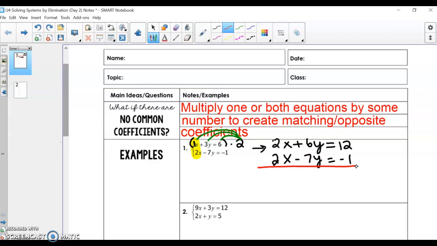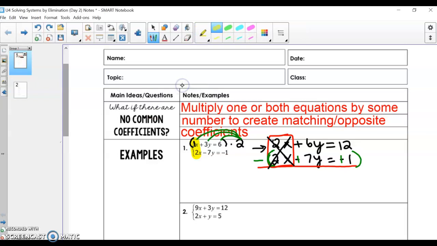In this case, these two are the same number, so I'm going to multiply the whole bottom equation by a -1, or just a negative. Remember, when you do that, that changes all of those signs. So that's going to end up being 2x, this positive 7y, and this turns to a positive 1. Now, 2x minus 2x, that one's going to cancel. It's going to eliminate, which is what our whole plan was.